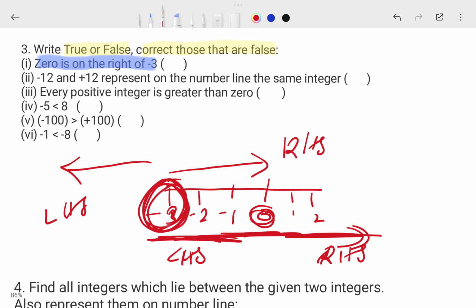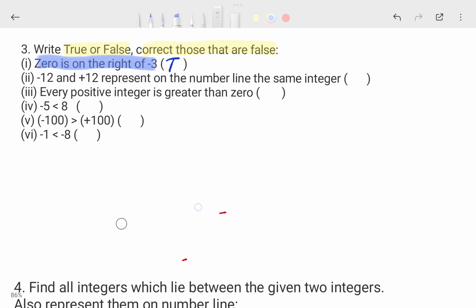So -3 is here, 0 is here, so is 0 on the right hand side of -3? Yes, -3 is here, 0 is here. So if you see from -3, 0 is here, then it is on the right hand side only. So this statement is totally true. So this statement is true here. Okay, now let's talk about another statement.